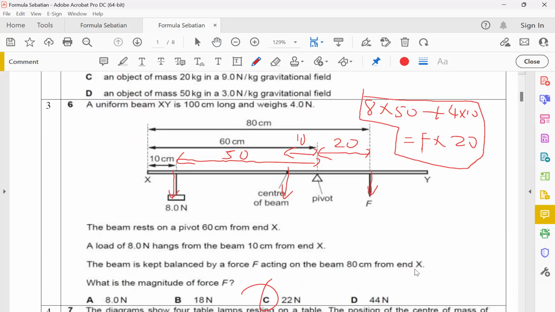Which part did I lose? Tell me which part I lost. 10 here. This whole thing is 60, right? And I know that this is the center. This whole thing is 100 cm, which means here to here is 50, and here must be 10 now.